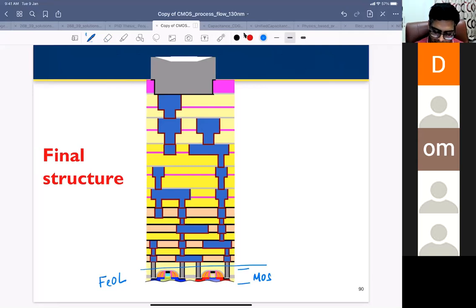Here you can see this is metal 1 and this is metal 2, and you have via 1 here. Similarly, metal 3 and you have via 2 here. Metal 4 you have via 3, metal 5 you have via 4, metal 6 via 5. I made a mistake there. Then metal 7 you have via 6, metal 8 via 7, metal 9 via 8. And this is your terminal metal.